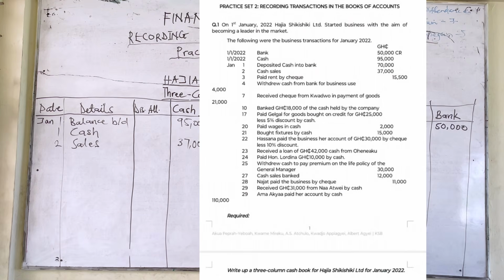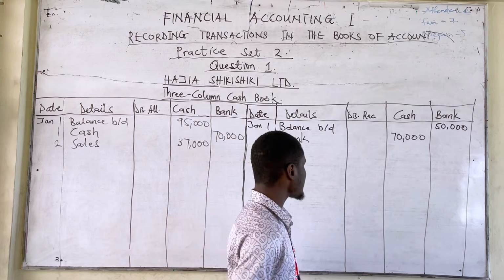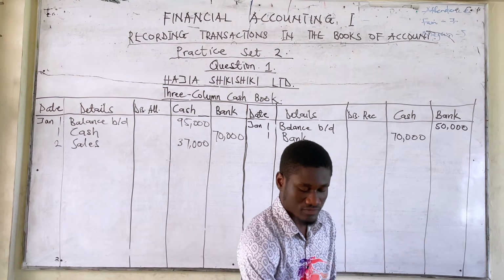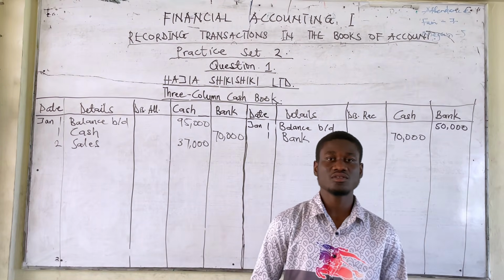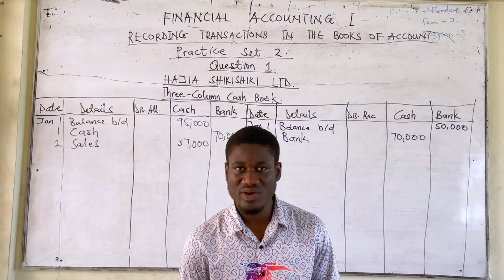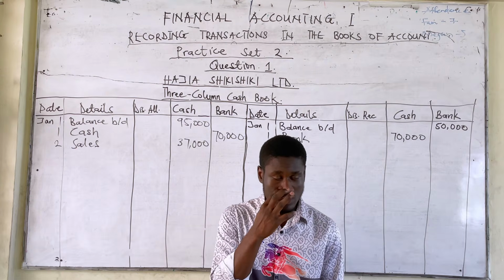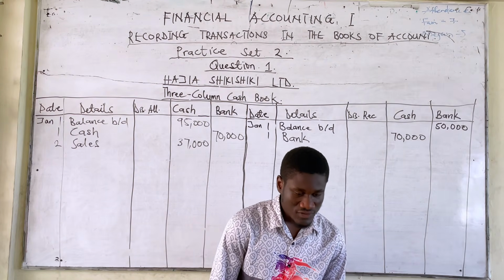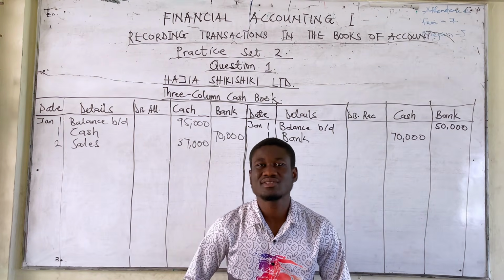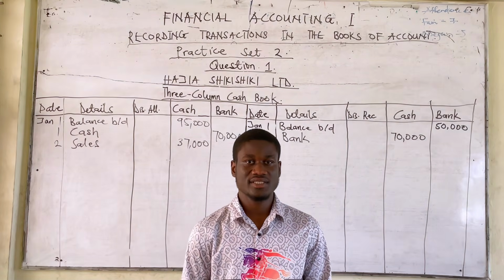January 3rd, paid rent by check. We are interested in what the check is doing here. You get it? Good. You know that when we pay our rent by check, that means the check amount that we have is going to decrease. You get it? So we no more have that 15,500 check anymore, because we've used that check to pay rent.